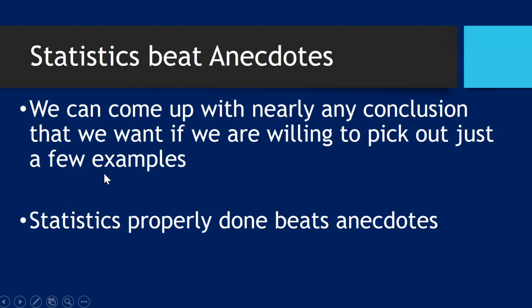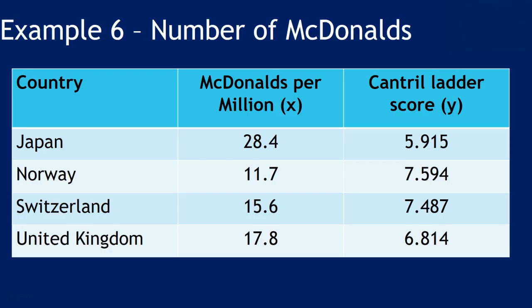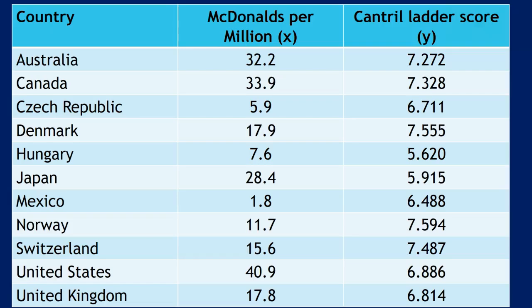And if you went up to somebody and you told them something about McDonald's, well, if they really like McDonald's, they'd probably be inclined to believe example 7. If they really disliked McDonald's, they'd probably be inclined to believe example 6. Whereas statistics says we should have looked at example 5. We should have compared all of these countries and seen that, you know what, there really isn't any sort of correlation going on between how many McDonald's a country has and the level of happiness in that country.